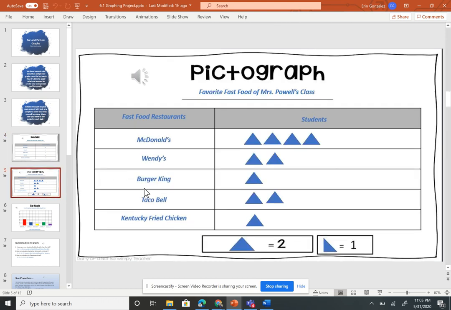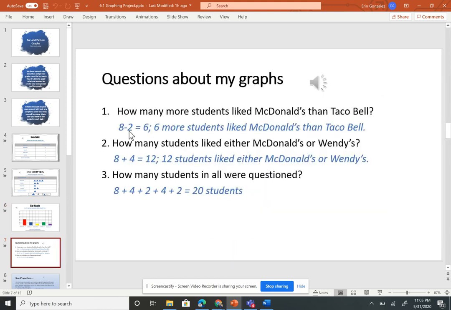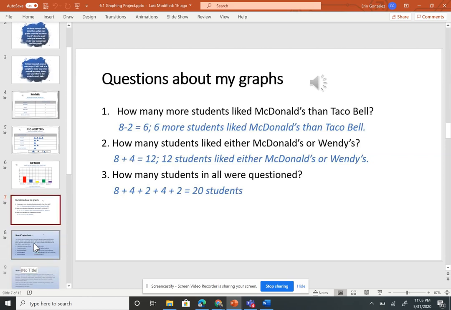Next one here is a picture graph. We have the key here. Remember, the key is the most important, and then it corresponds to the data table. Same thing here with the bar graph. And everything matches. Last, you're going to come up with 3 questions about the graph. Now it's your turn.